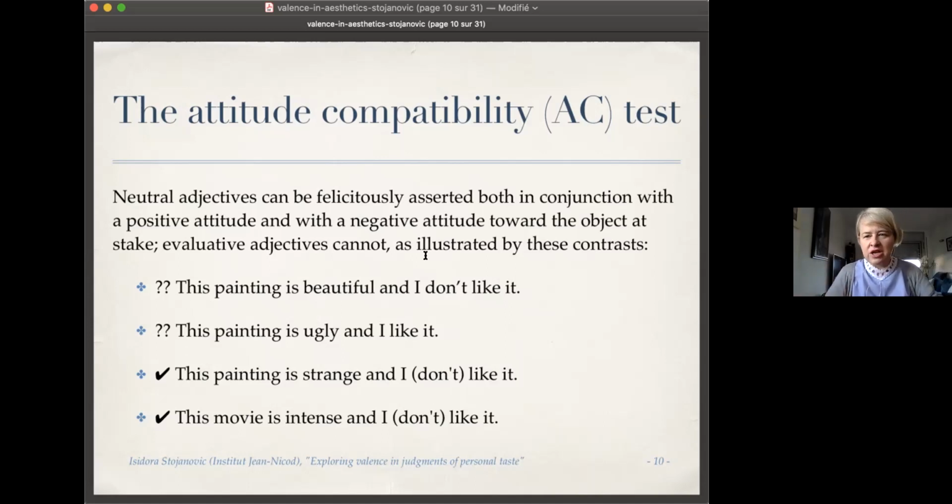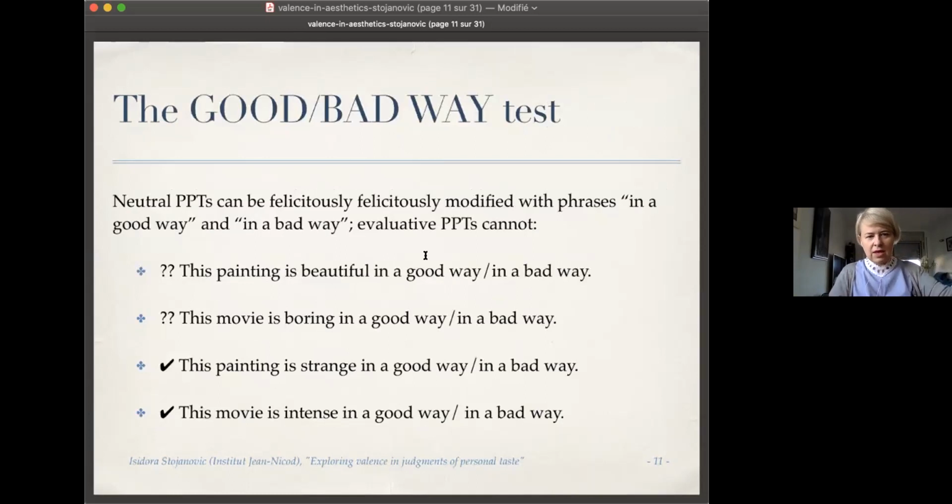And I will get back to questions about how we can judge whether something is felicitous or not, because obviously there are going to be contexts in which you can judge that something is beautiful, but also dislike it, so there is no logical incompatibility. But I will clarify that in a second, because first I want to give you the second test that we are using. We call it the good, bad, way test.